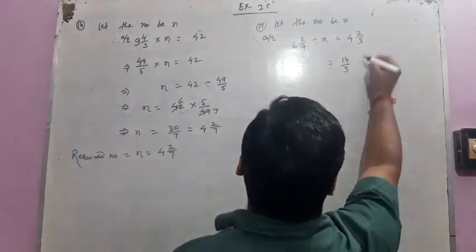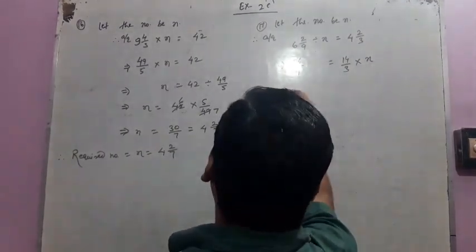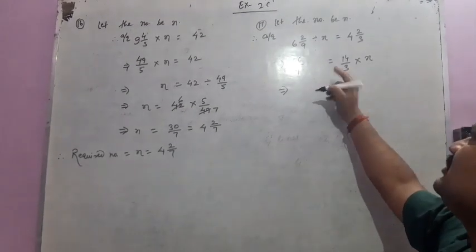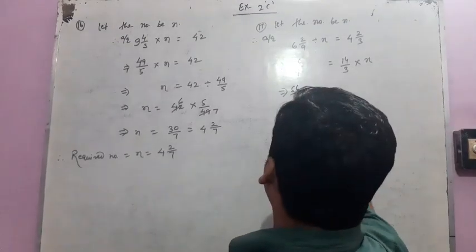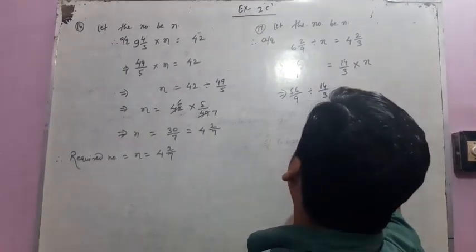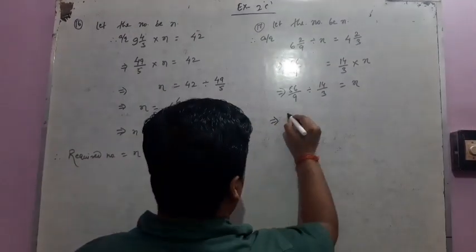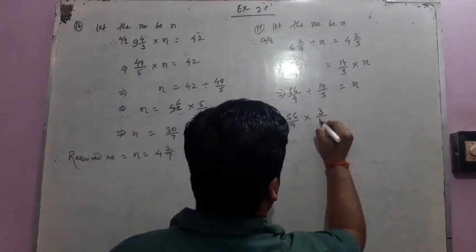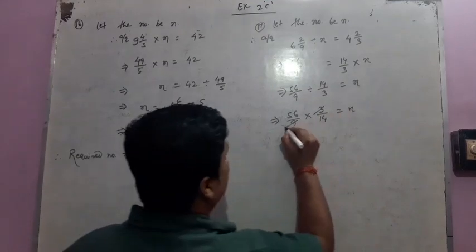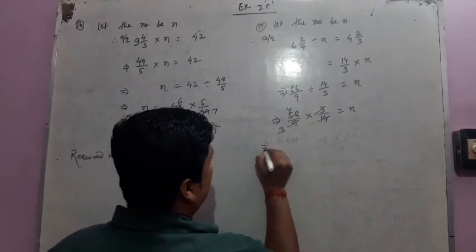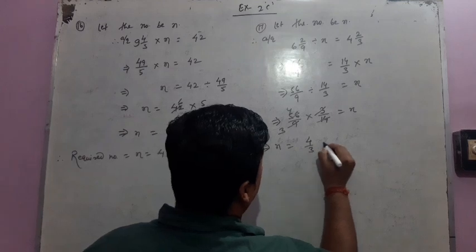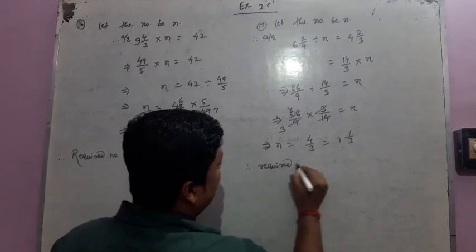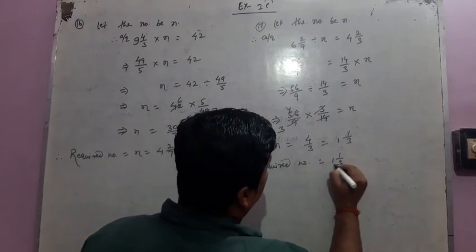or divide x comes here, it turns into multiply. Now both terms are in multiplication, so when we change the side of 14 by 3, it turns into divide. So 56 by 9 divided by 14 by 3 is equal to x. Now this divide sign we have to convert into multiplication, so the next fraction becomes reciprocal. 3 3s are 9, 14 4s are 56. Therefore x is equal to 4 by 3, that is 1 whole 1 by 3. Therefore required number is 1 whole 1 by 3. Answer.